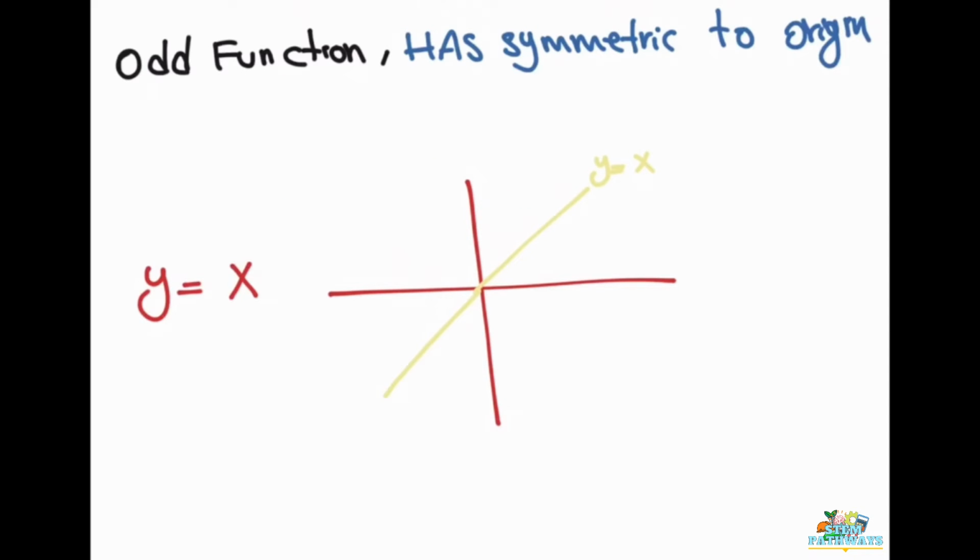So let's see how we can figure out the odd function on a graph. The odd function has symmetry to the origin. Remember that the even has symmetry to the y-axis, so this has symmetry to the origin. It means that, for example, here in y equals x, whatever you see in this part of the origin, you will see exactly in this part. This is an odd function.